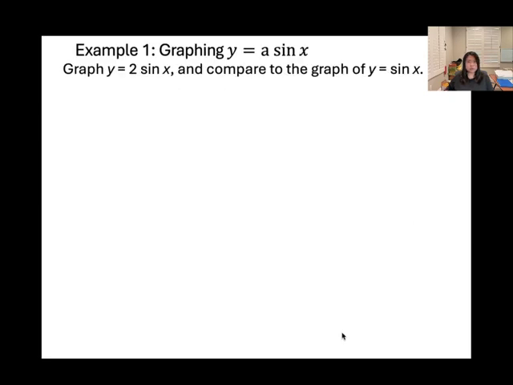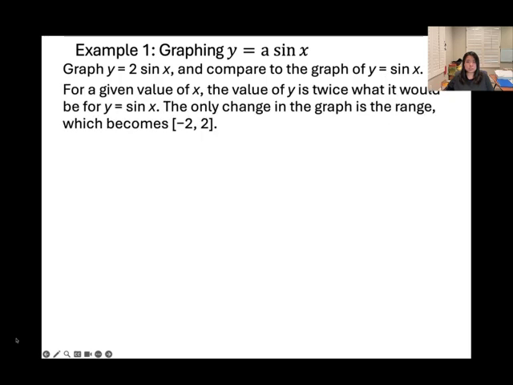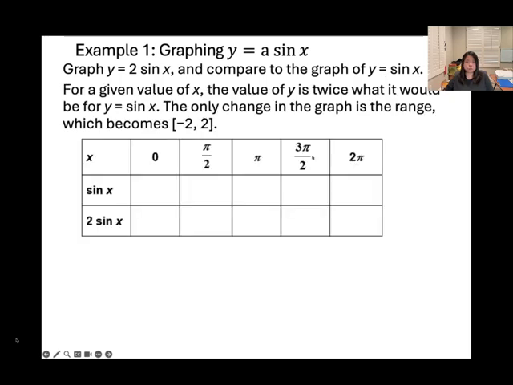Okay, example. Graph y equal to 2 sine x and compare to the graph of y equal to sine x. You guys should know how to graph sine x already, right? But before that, I just want you guys to try to complete this table.